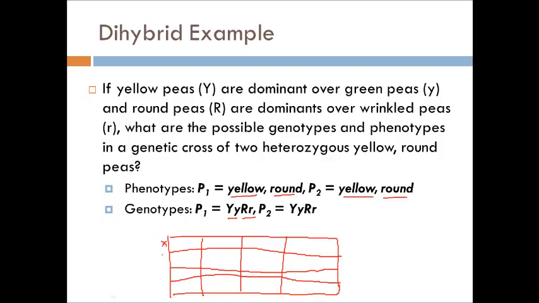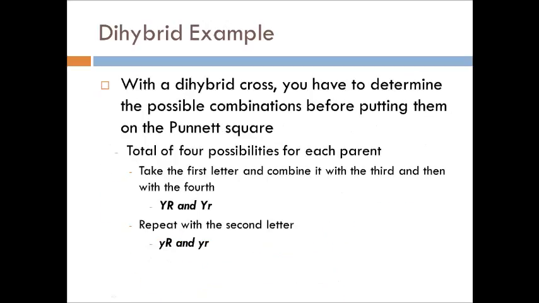So you're going to have all your combinations for parent 1 over here, and all your combinations for parent 2 here. The reason you do this is that these are from the parents, and you have to remember that when you go through meiosis, you get one of each trait. So we have to figure out what the possible combinations are, and we do this through a very simple process.